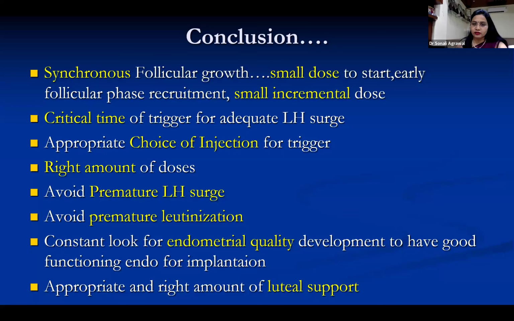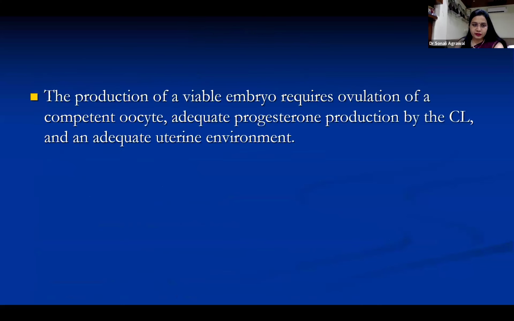So to conclude, synchronous follicle growth with endometrium is very important. We should start with slow doses and then follow, with small increases in dose. The critical time for trigger for an adequate LH surge is important. The appropriate choice of trigger injection should be given, in the right dose. Avoid premature LH surge. Avoid premature luteinization. Constantly look at endometrial quality to have a well-functioning endometrium for implantation. Appropriate, high amounts of luteal phase support should be there. The production of a viable embryo requires the ovulation of a complete competent oocyte, adequate progesterone production by the corpus luteum, and an adequate endometrial environment.